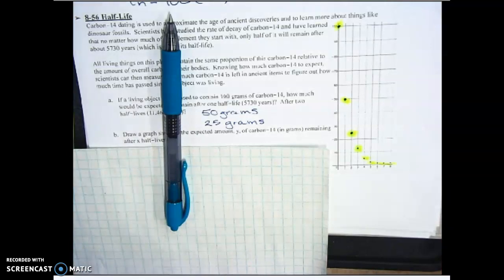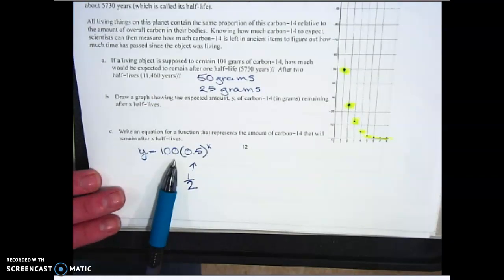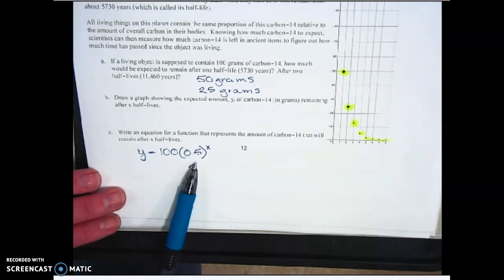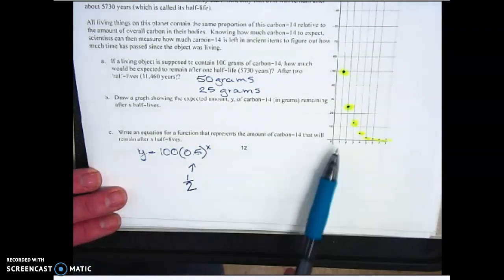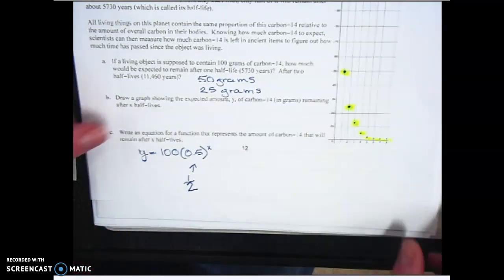Okay? Question C, down at the bottom, says write an equation for the function. It looks like the one we just did for the penny trial. It's basically 100. You're starting at 100. You're going down by a half, which is 0.5. And the x is how many half-lives you're at. You're at first half-life, second half-life, third half-life, and so on.